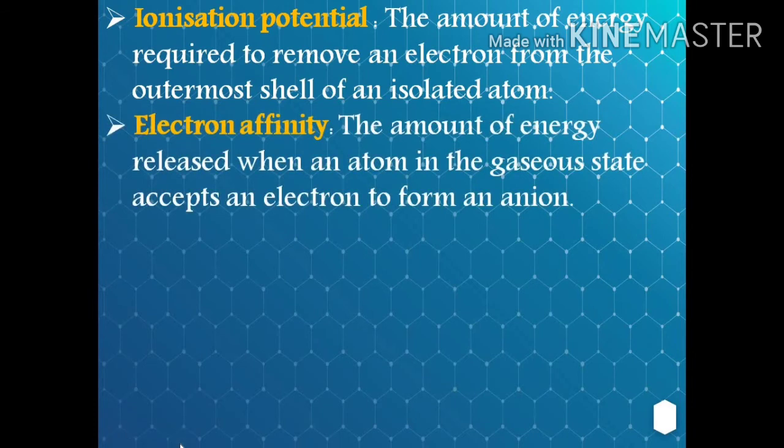Then electron affinity: the amount of energy released when an atom in the gaseous state accepts an electron to form an anion. When an atom accepts electrons, it forms an anion. This is done by releasing some energy. So this is the amount of energy released by an atom in the gaseous state when it accepts an electron to form an anion. You have to just learn the definitions. You don't have to learn anything in detail about these.